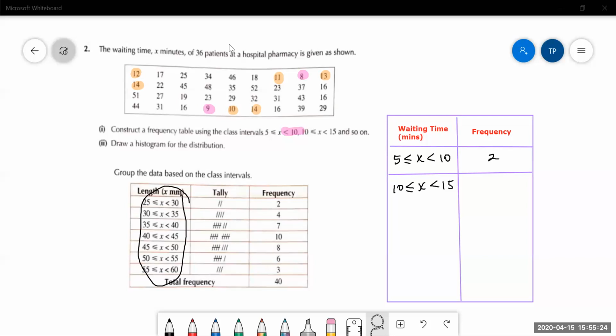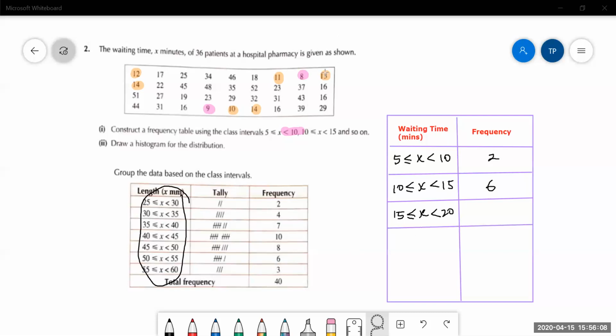Okay, so how many do we have here? We have 1, 2, 3, 4, 5, 6, right? We got 6 patients that waited between 10 and 15. Correct? Yeah. So the next class interval will be from 15 to 20, 20 exclusive.